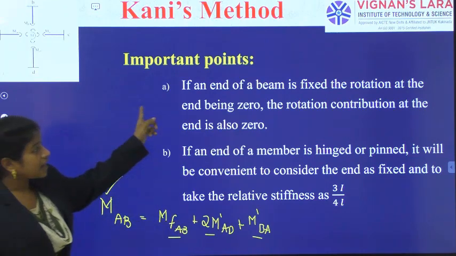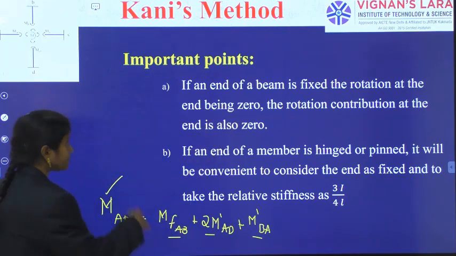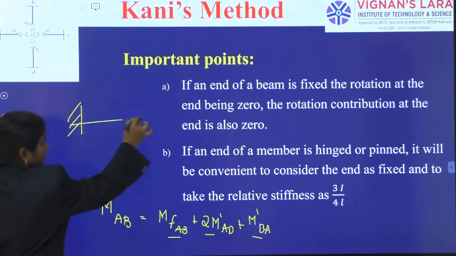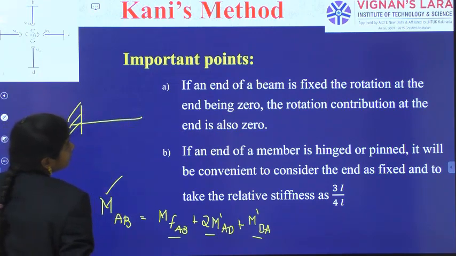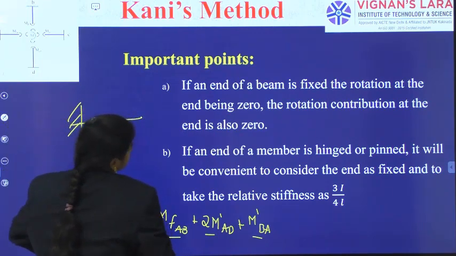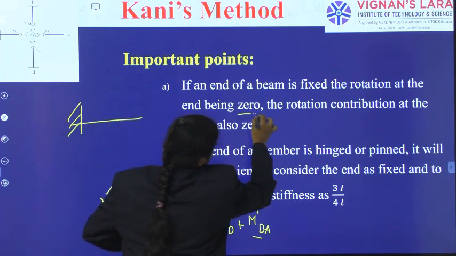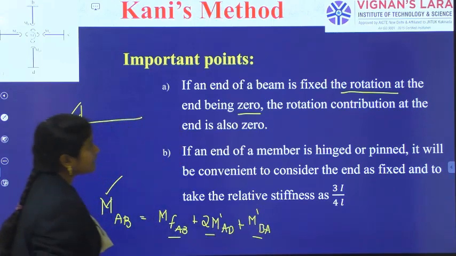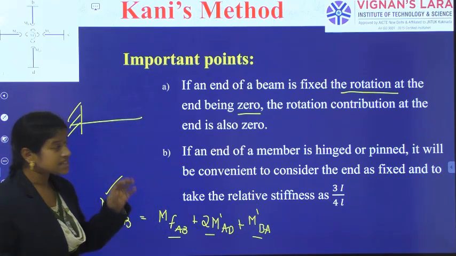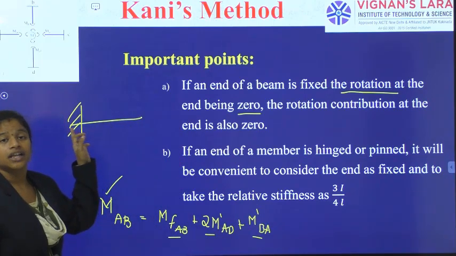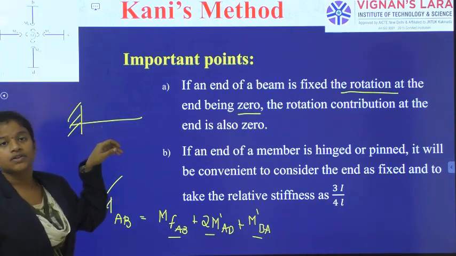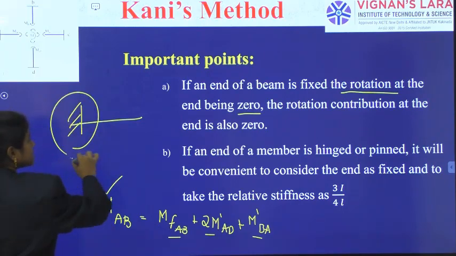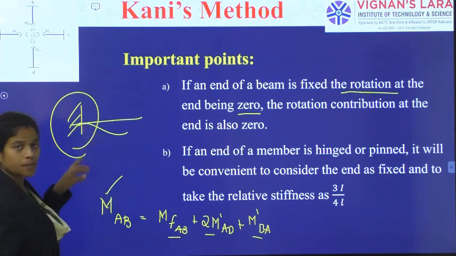If the end of the beam is fixed, the rotation at that end is 0. As the end is fixed, there is no rotation because there is no slope at this point.